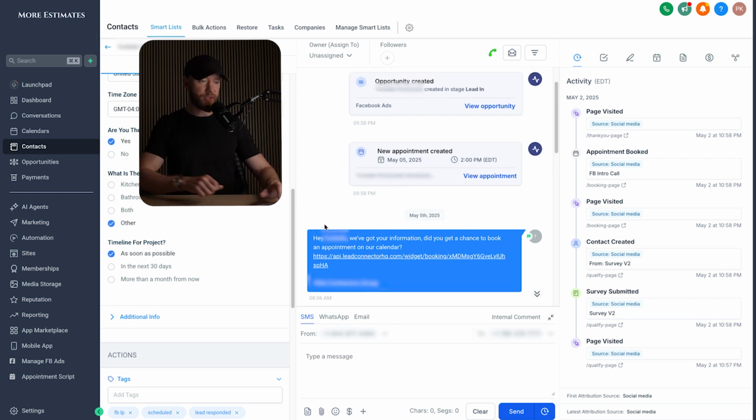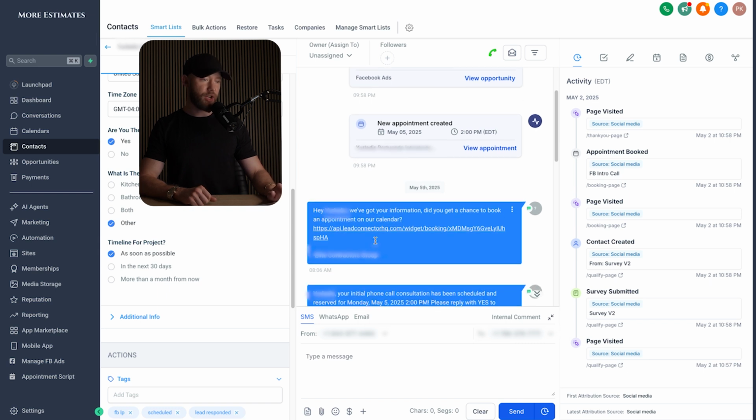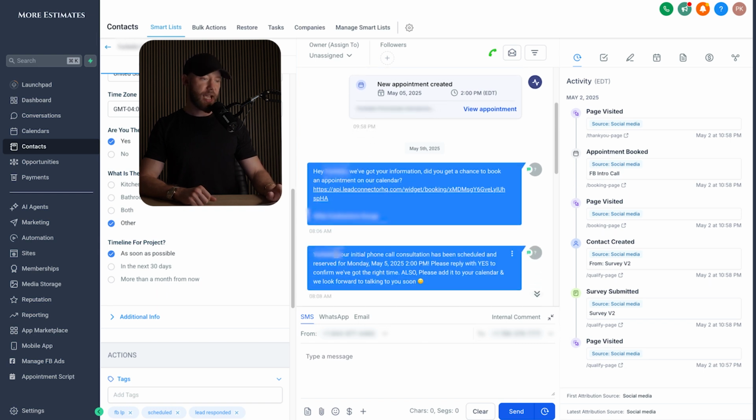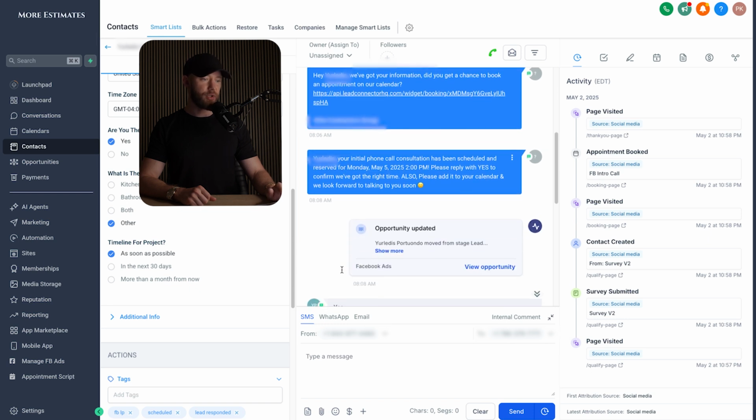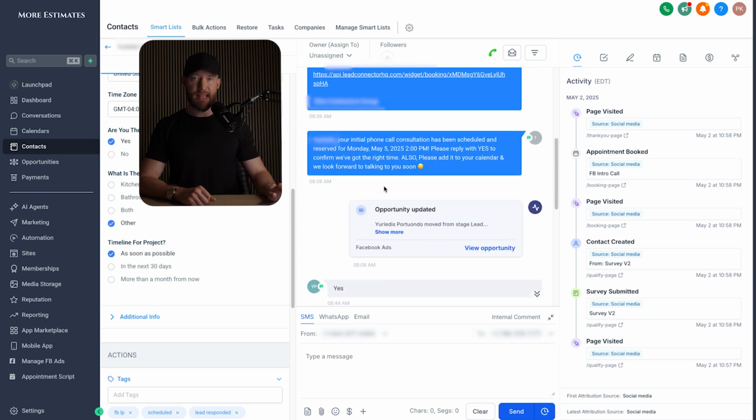Our system, this is the moreestimates.com software, as you can see here at the top left-hand side. We said, hey, John, hey, Susie, hey, whatever the lead's name is, we've got your information. Did you get a chance to book in the appointment on our calendar? Boom. And then as soon as they booked, hey, your initial phone call consultation has been scheduled and reserved for Monday. Please reply with yes to confirm we have the right date and time. Opportunity created. They confirmed that appointment.